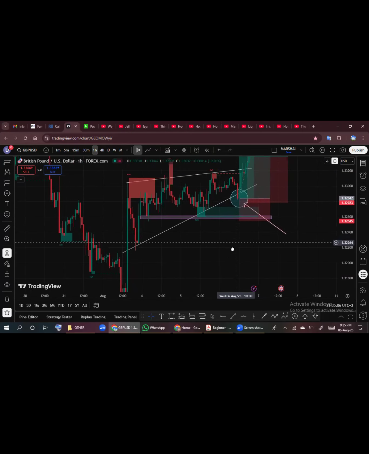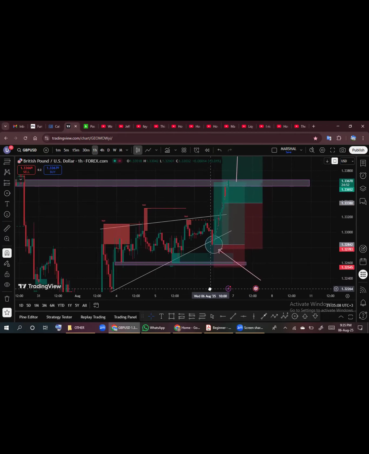So always plan your trade before you step into the market. Just know that anytime you jump into this market without a plan, you are gambling. Yes, anytime you jump into the market without a plan, you are gambling. So planning your trade will help you manage your risks.